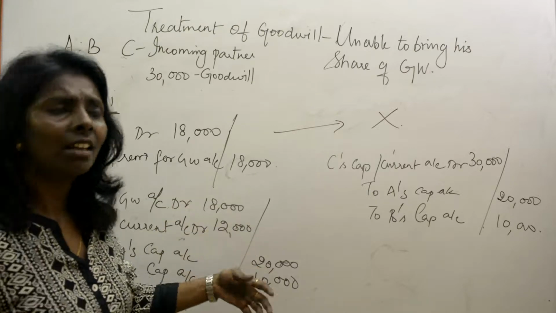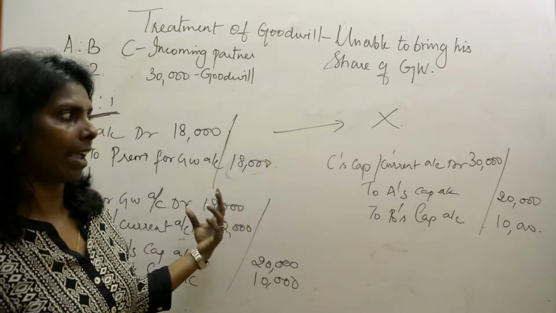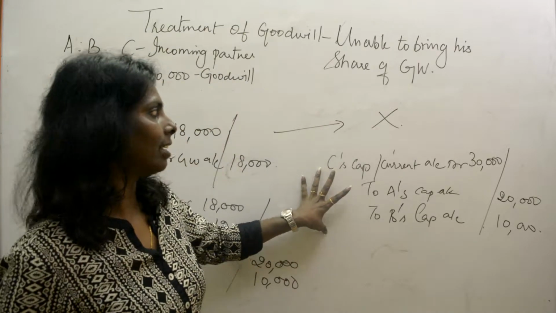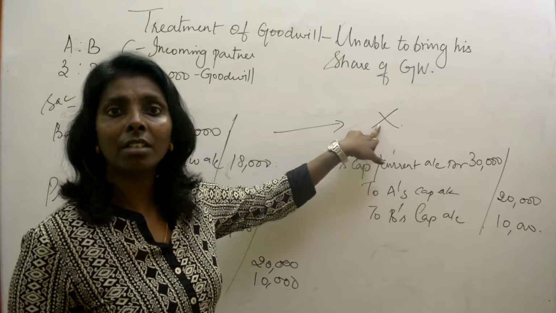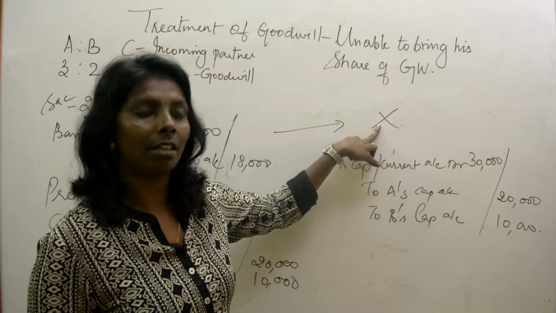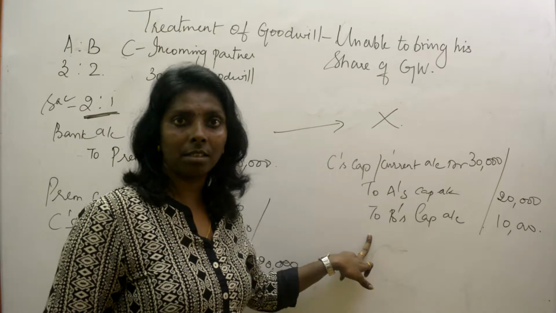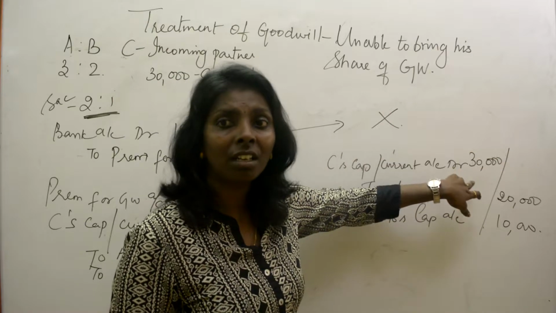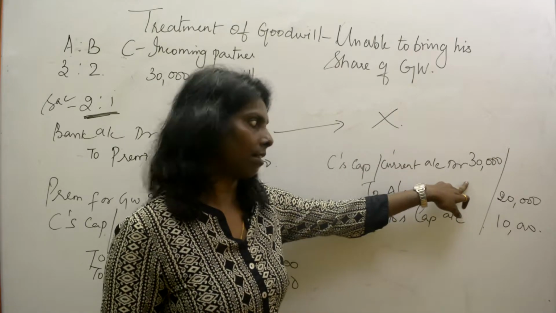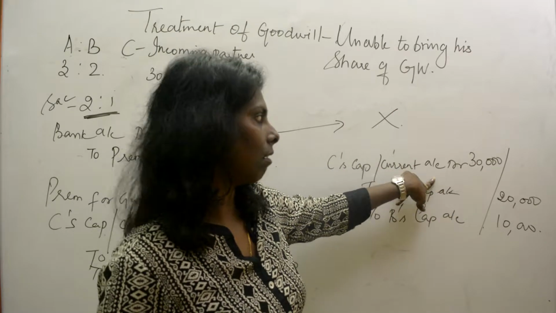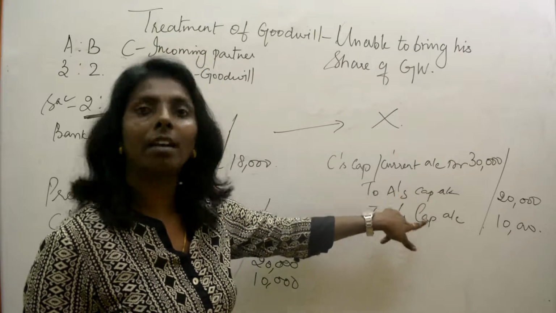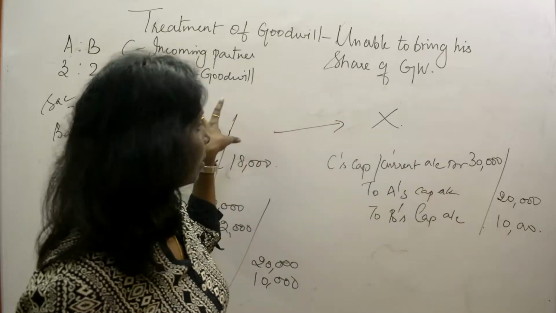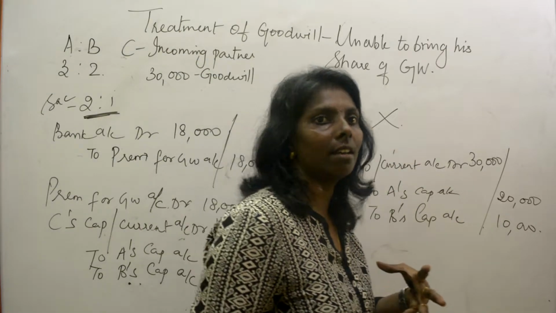Okay, let's say he is unable to bring in the entire share. Same case, 30,000 he is supposed to bring in, but he is not able to bring in even 1 rupee. In that case, the bank entry will not be passed because there is no cash flow. He is not bringing in any money. So the second entry alone will be passed, wherein you have to debit his capital account to the extent of the entire amount, because he is unable to bring in the entire amount. So I am debiting C's capital or current account with 30,000, and that is again divided among the old partners in the ratio of 2:1.